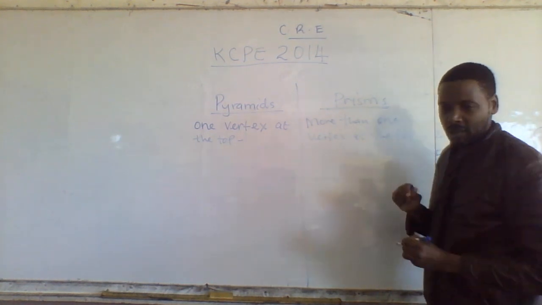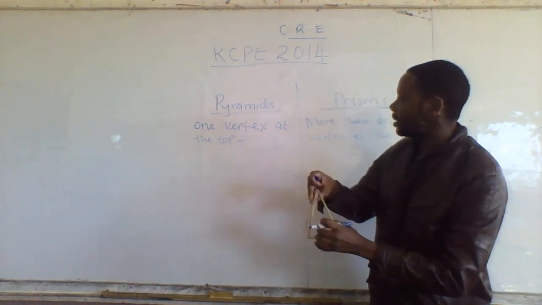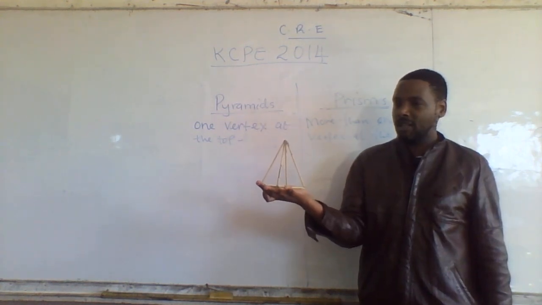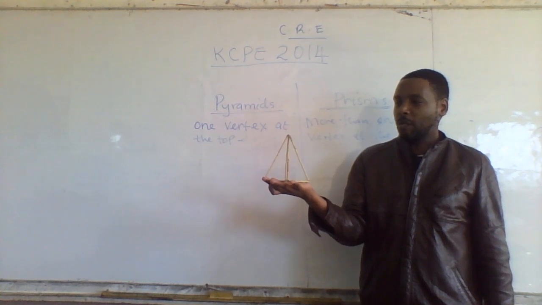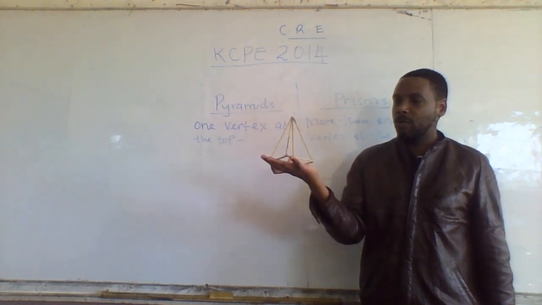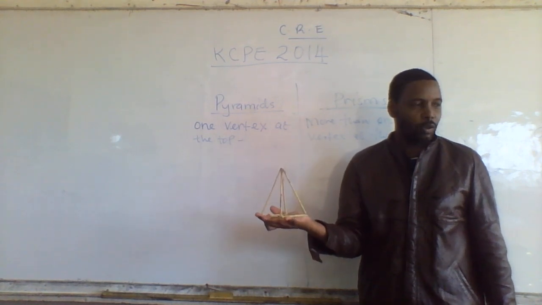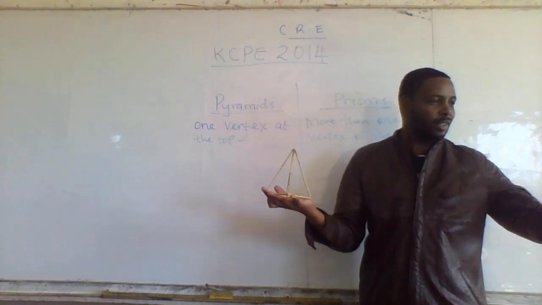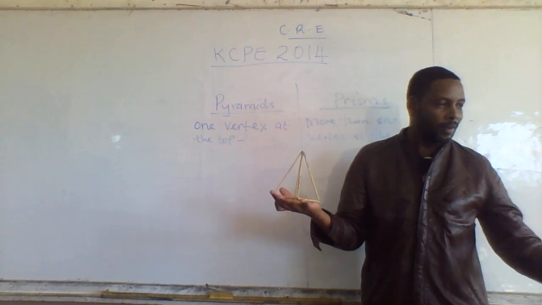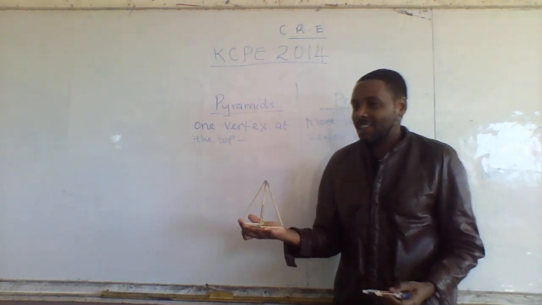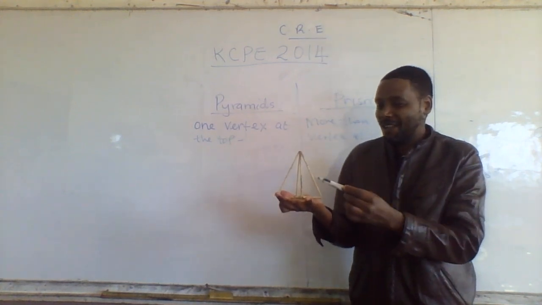Holding this, tell me, is it a pyramid or a prism? A pyramid. How did you know that it's a pyramid? It has just one vertex. They resemble those which were built in Egypt, thousands of years ago. They were built a long time ago.